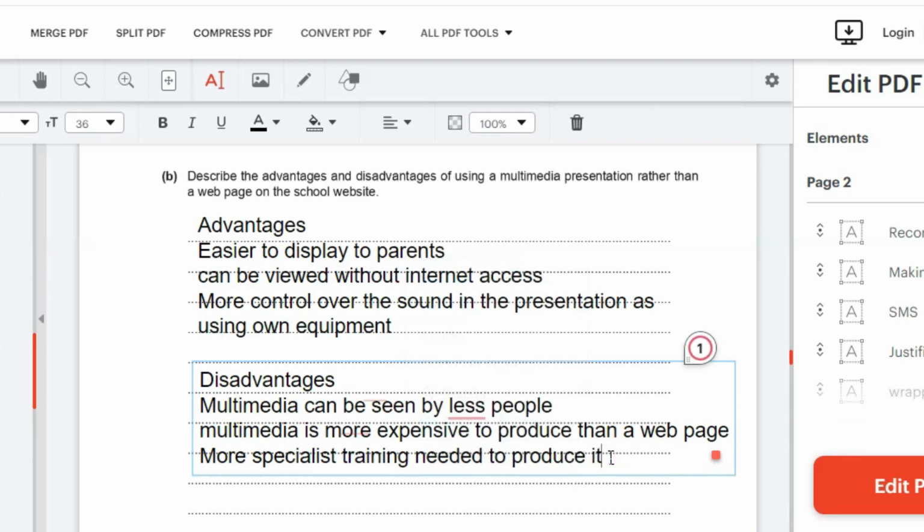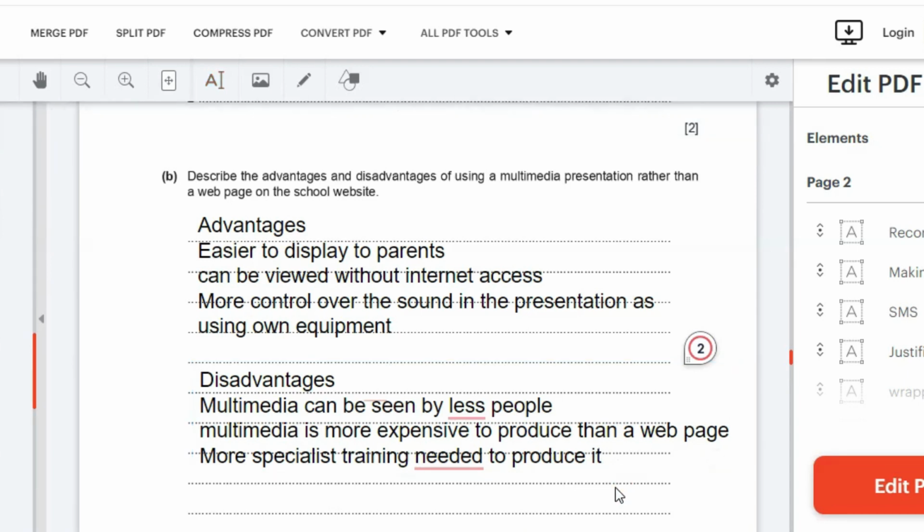So others include, under disadvantages now: multimedia presentation can require expensive hardware to produce and view. The visitor may not see the whole presentation. The multimedia presentation is only available in the school during school time, whereas the web page can be used in other places. Those are the disadvantages of using a multimedia over a web page.